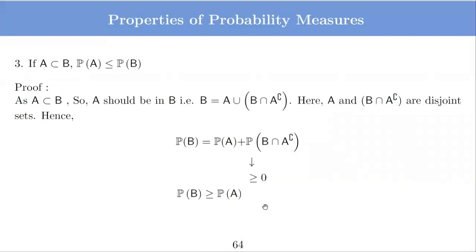So it's a nice property that if you add anything in a set A to get B, then the size cannot decrease. It should either be equal or should increase. Okay.